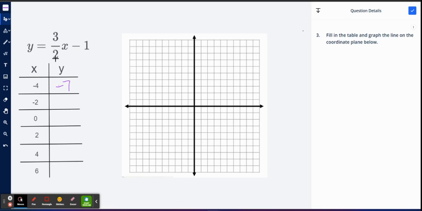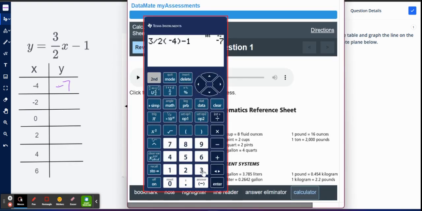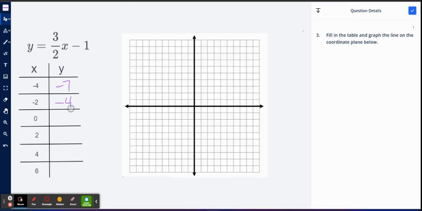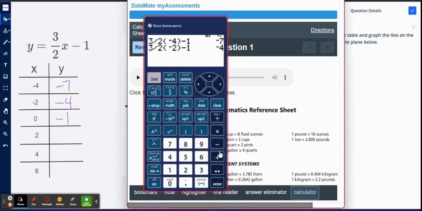Okay. 3/2 times -2 minus 1. So back to here. 3/2 and parentheses -2 minus 1 is -4. 3/2 times 0 is 0 minus 1 is -1. 3/2 times 2, which is 3, minus 1 is going to be probably 2.